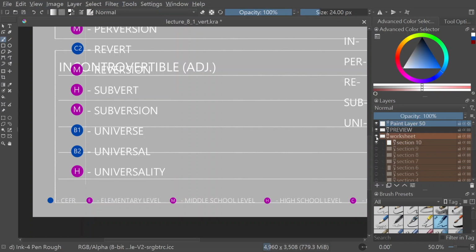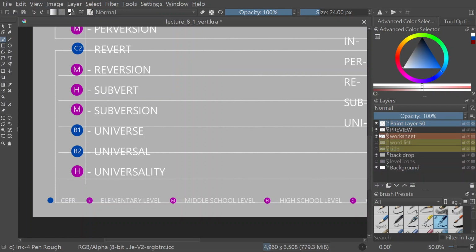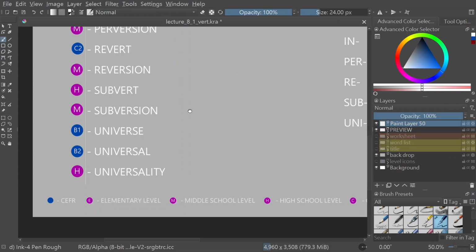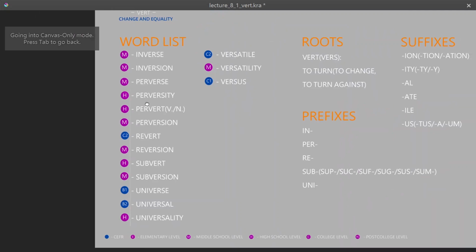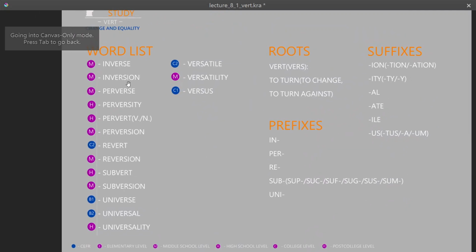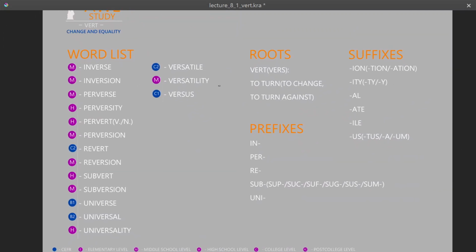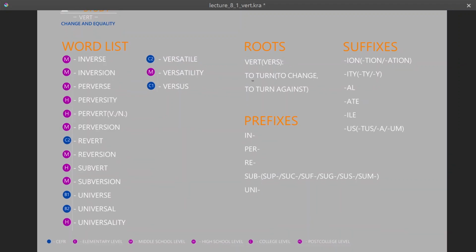So lastly, in the next section we have more words that share the root vert and its variant verse, meaning to turn, to change, or to turn against. All right, let's move on.